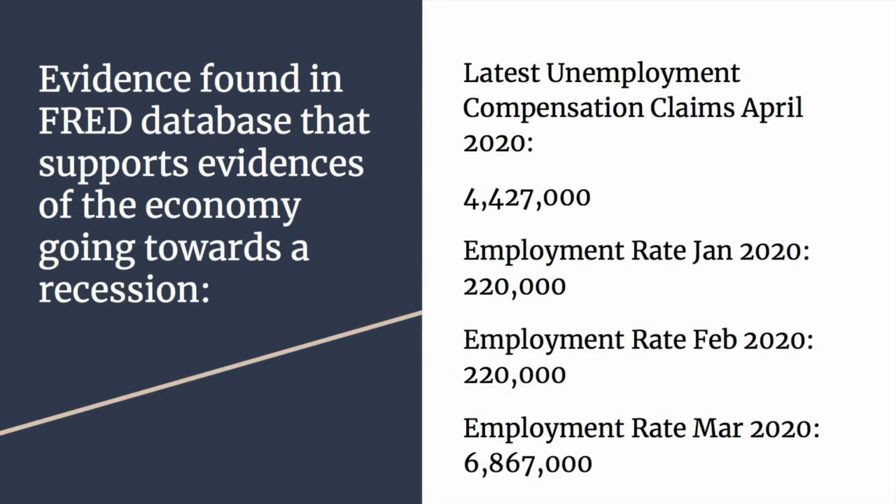The next point of evidence, also found in the FRED database, is the latest unemployment compensation claims. In April of 2020, there were about 4.4 million unemployment compensation claims, and this is very, very high. The claims in January of 2020 were only about 200,000, same with February. March of 2020 was also high at about 6.8 million. So there's a steep incline of unemployment compensation claims in April of 2020 and March of 2020.